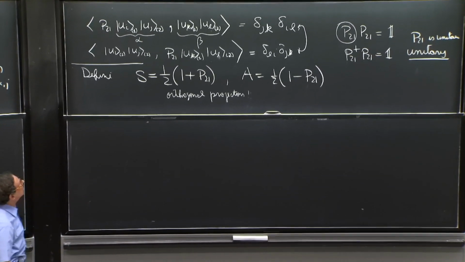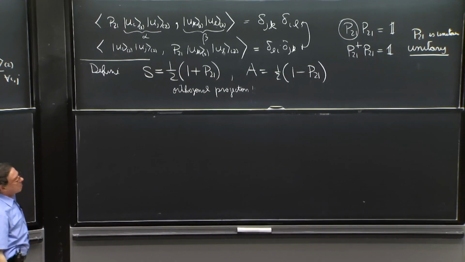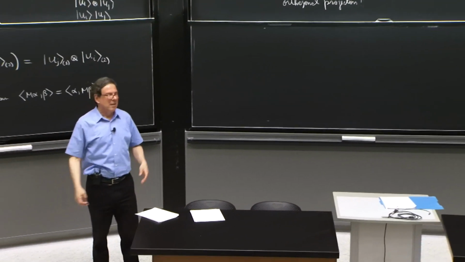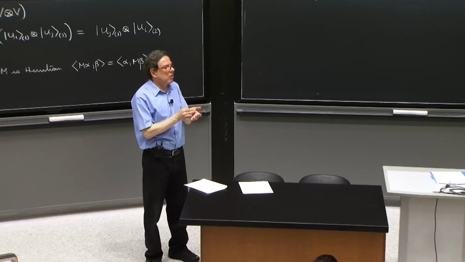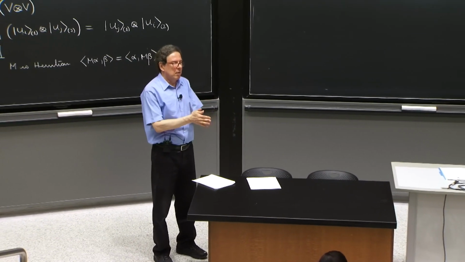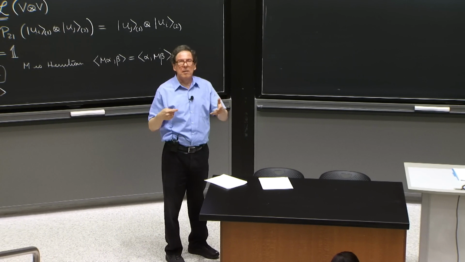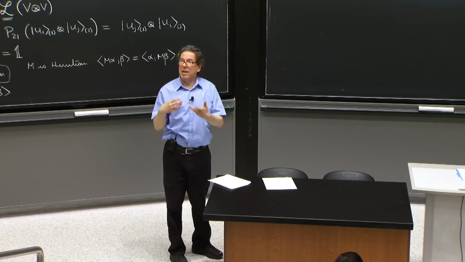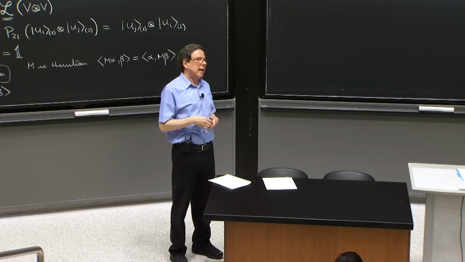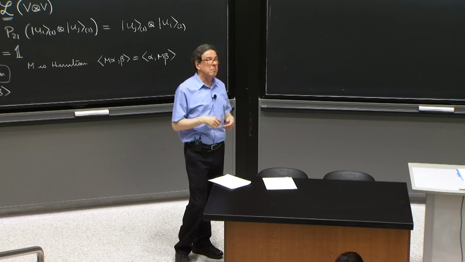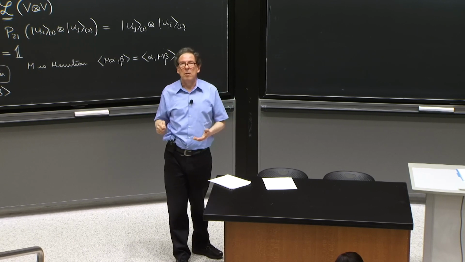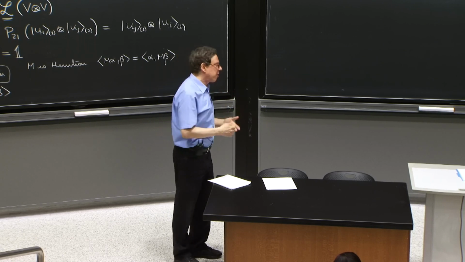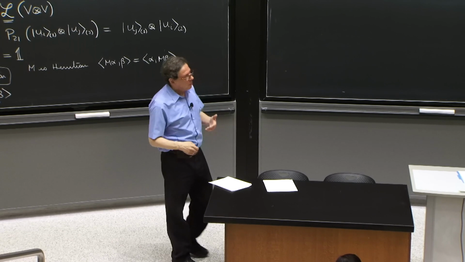So basically, let me say what it means. An operator is an orthogonal projector. The test is that the operator squared is equal to itself. That's the name of a projector. And the other thing is that it must be Hermitian. These two things must happen for something to be an orthogonal projector.